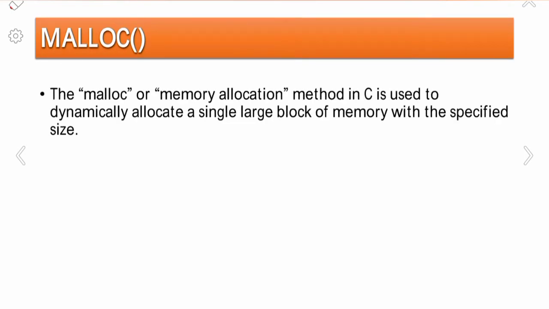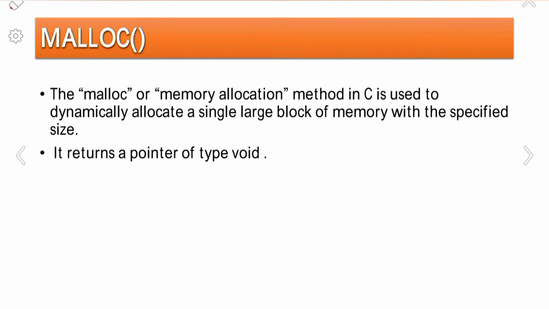The malloc or memory allocation method in C is used to dynamically allocate a single large block of memory with the specified size. Malloc stands for memory allocation. It is used to allocate a single large block of memory with the specified size. It returns a pointer of type void. So this malloc function returns a void type pointer.